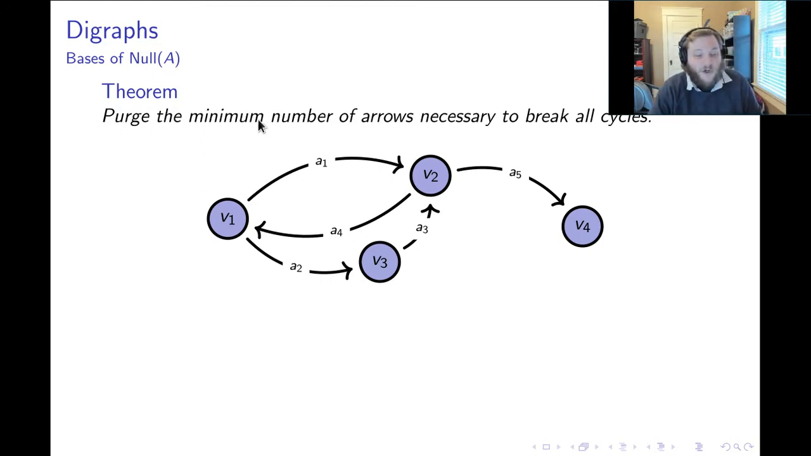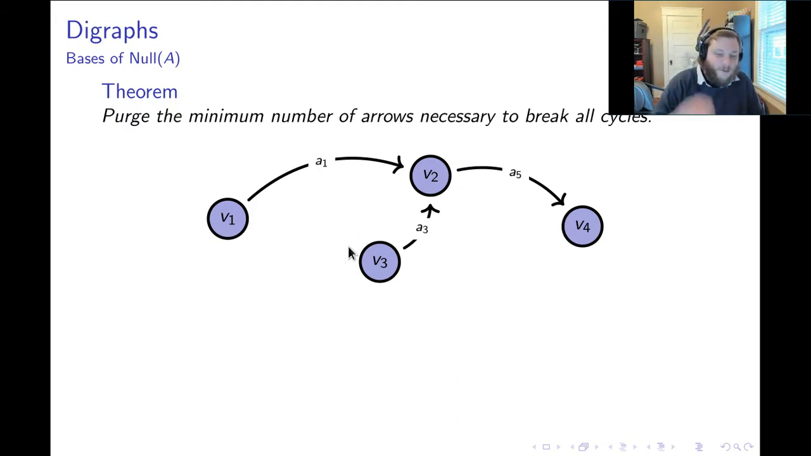Let's purge the minimum number of arrows necessary to break all the cycles in a directed graph. Remember, the minimum number of arrows necessary to break all cycles is the circuit rank. So here, I'm choosing to purge A2 and A4. And by purge, I just mean if I remove those 2 vectors, I would break all the cycles. And it does take me 2 to break all cycles. So I'm removing them from the directed graph. Now, I'm removing them in my head, but I'm still thinking of them as being represented in the directed graph.